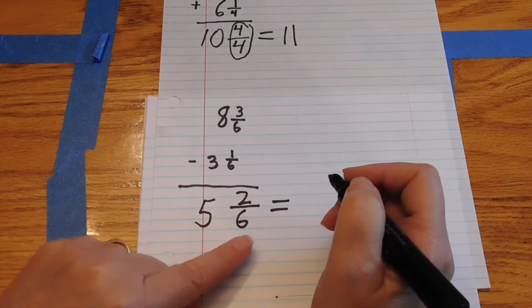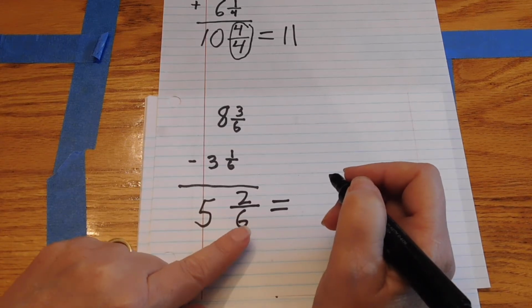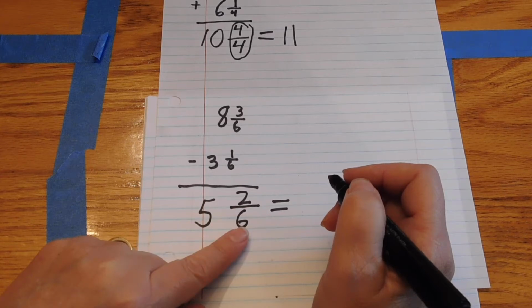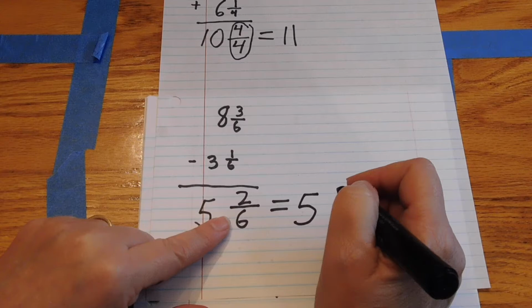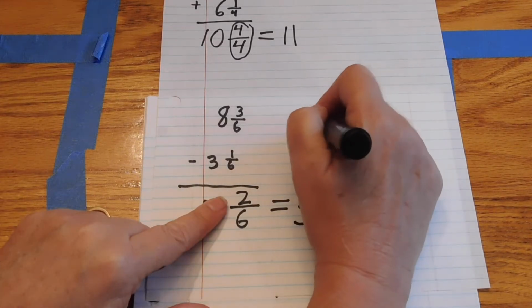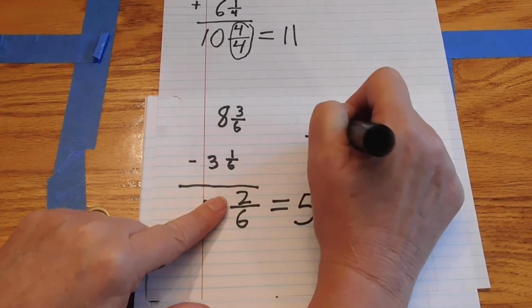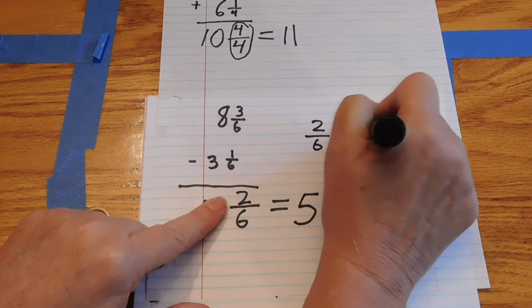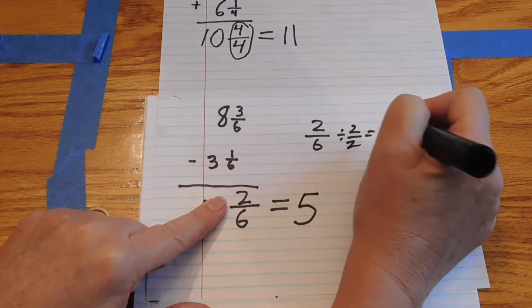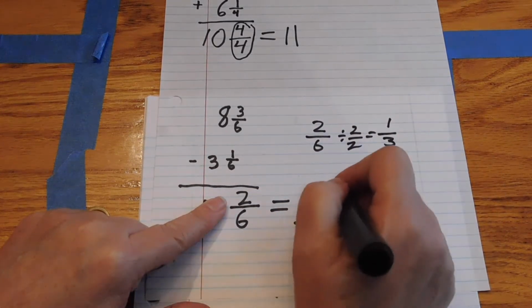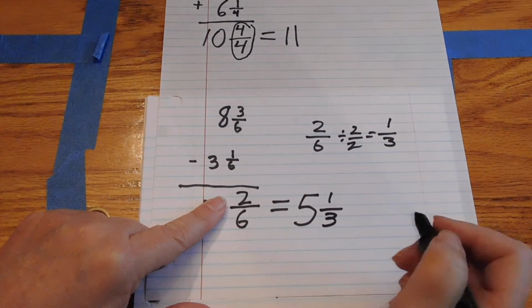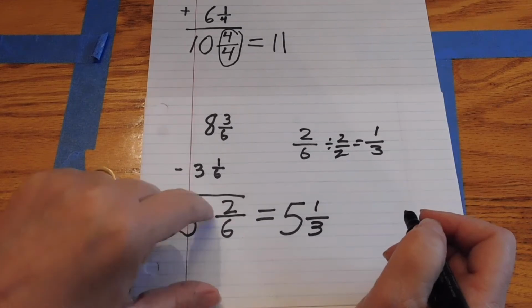Now you've got to recognize this is something we did last week, equivalent fractions. If there's a smaller number that we can reduce this to, we should. So the 5 stays the same. 2 and 6 are both even numbers. So that means I can divide the top by 2 and the bottom by 2. 2 divided by 2 is 1. 6 divided by 2 is 3. So 2/6 is the same as 1/3. So our final answer is 5 1/3.